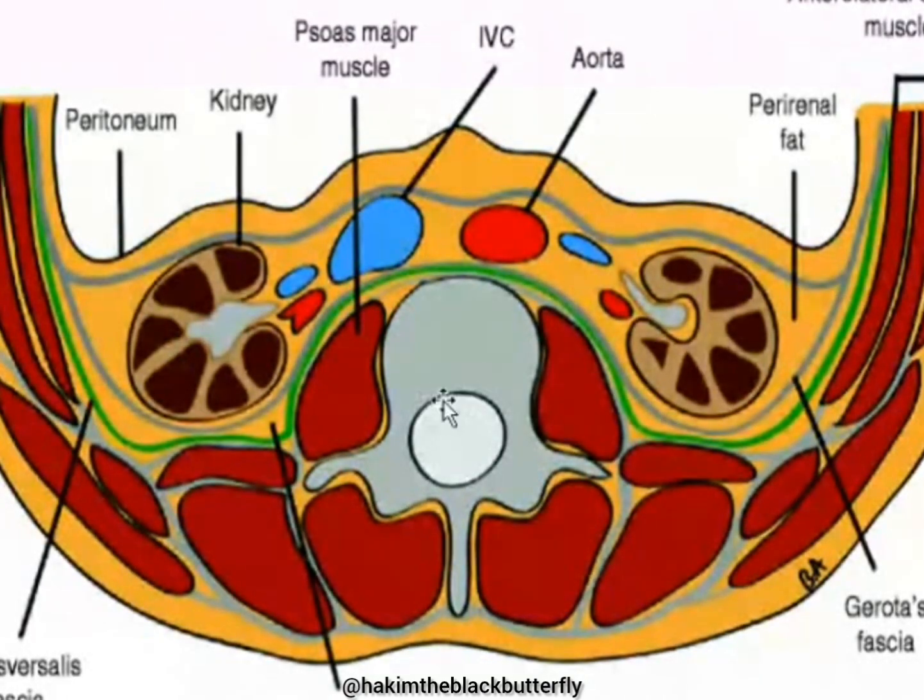This is the vertebral column, and next to it you have the inferior vena cava. If this is the inferior vena cava, this is the right side. If this is the aorta, this is the left side. So this is the left kidney, this is the right kidney. This is the posterior abdominal wall, because it's the vertebral column, and they are bilateral.